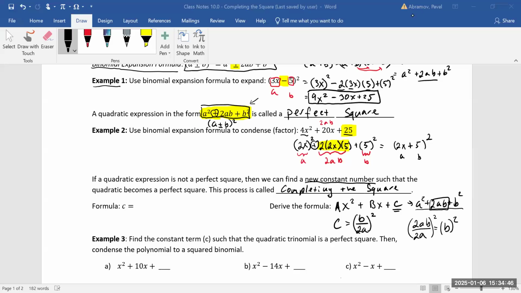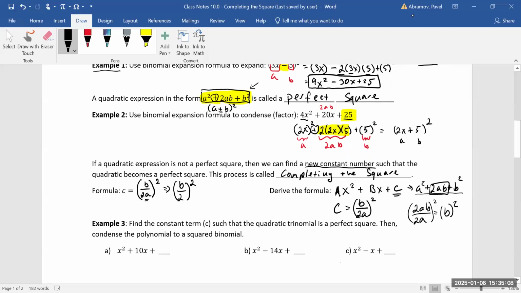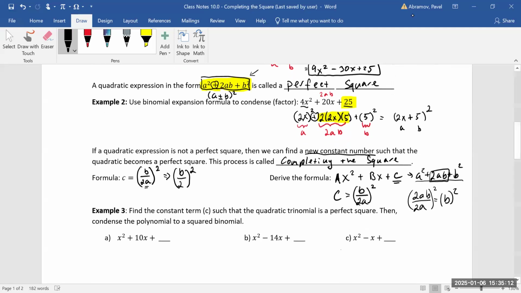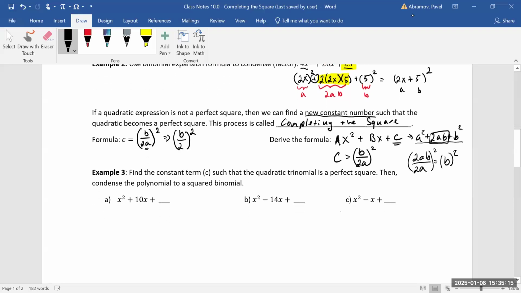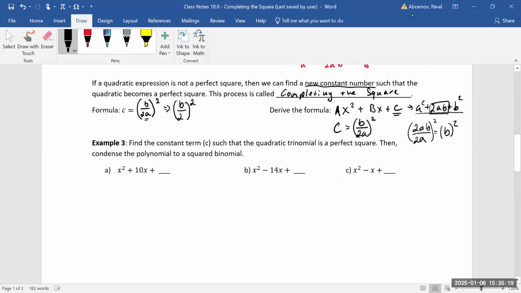So therefore, our formula for c will be b divided by 2a squared. In most of our cases, our a would be equal to 1, so we'll even make it simpler. For our cases, it will be b divided by 2 squared. There will be situations where the a will not be 1, but we will deal with them when we get there. For our purposes, okay, so right now, knowing this formula, let's just complete the square.